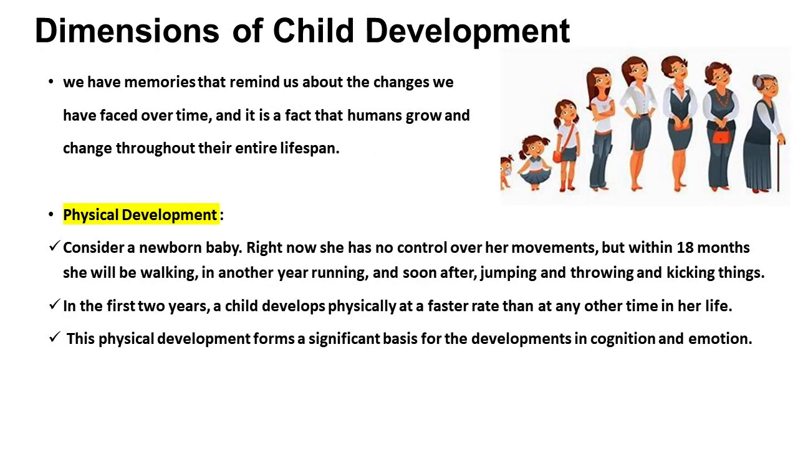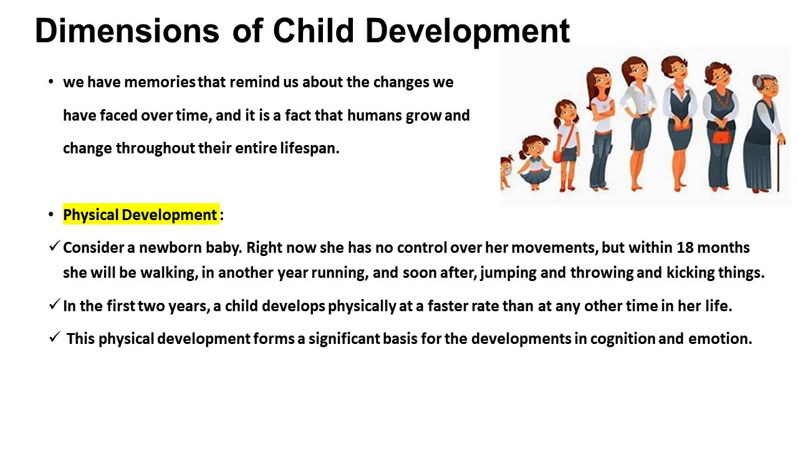Now we will discuss about dimensions of child development. It comprises 4 components, such as physical development, emotional development, cognitive development, and moral development. We have memories that remind us about the changes we have faced over time, and it is a fact that humans grow and change throughout their entire lifespan.